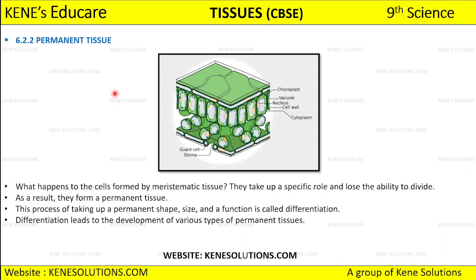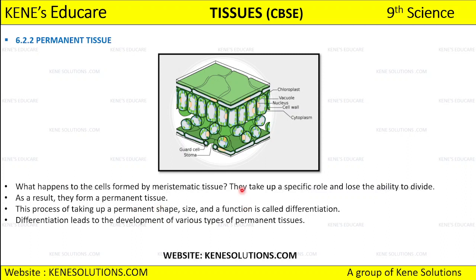क्या होगा? What is going to happen? The cells are going to take their specific role, whatever role is to be performed by the cell. They're going to perform that and they're going to lose their ability to divide, and as a result the cells of this meristematic tissue form a permanent tissue. What are they going to form? Since they are losing their ability to divide, they are not dividing again, so they are going to form a permanent tissue here.